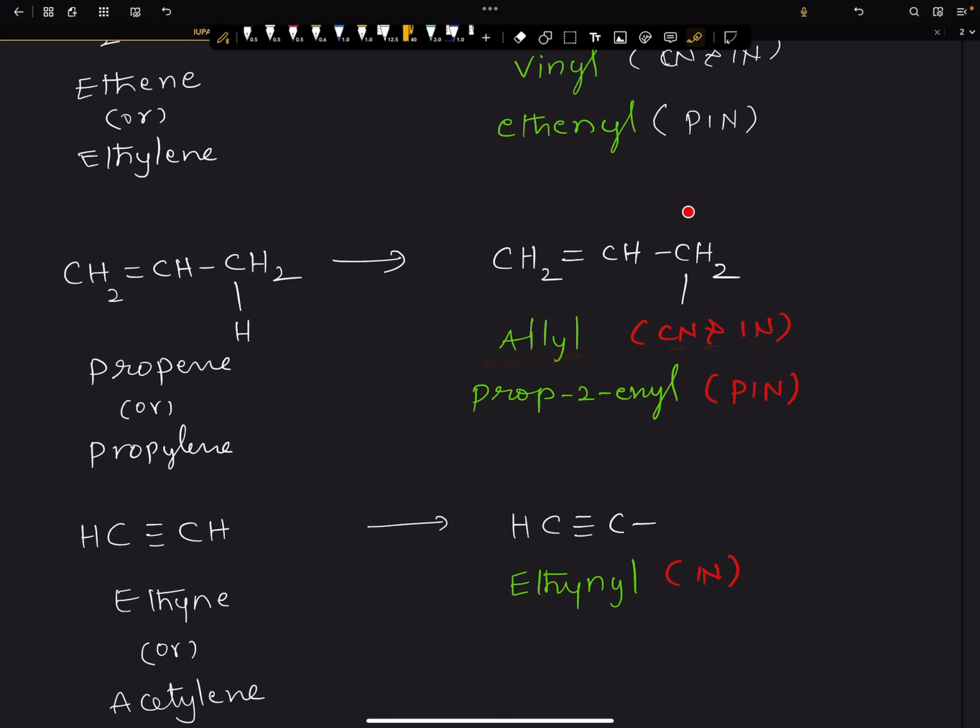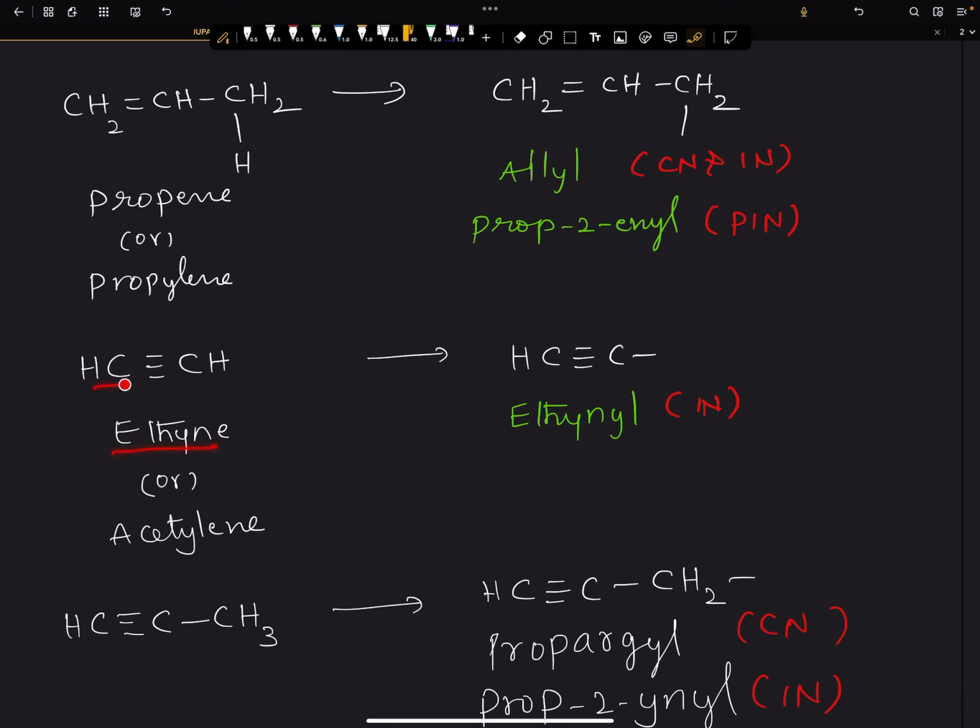This group is called allyl substituent, which is both common name as well as IUPAC name. This can also be called prop, because there are 3 carbons, 2-ene, the double bond is present after the second carbon, yl, as it is the first carbon through which it is connected to the other substituent, we simply write yl. Prop-2-enyl is the preferred IUPAC name.